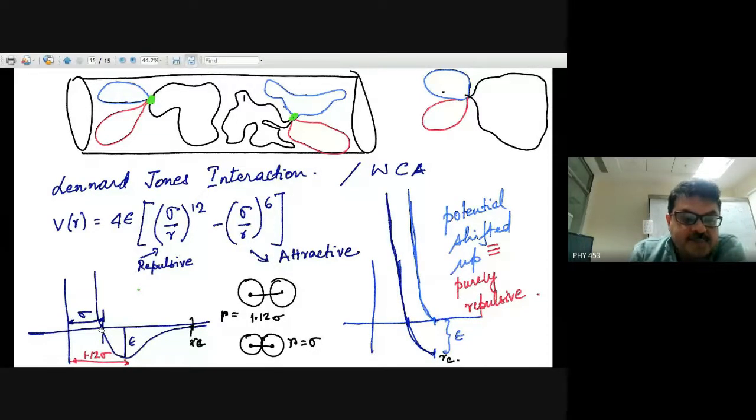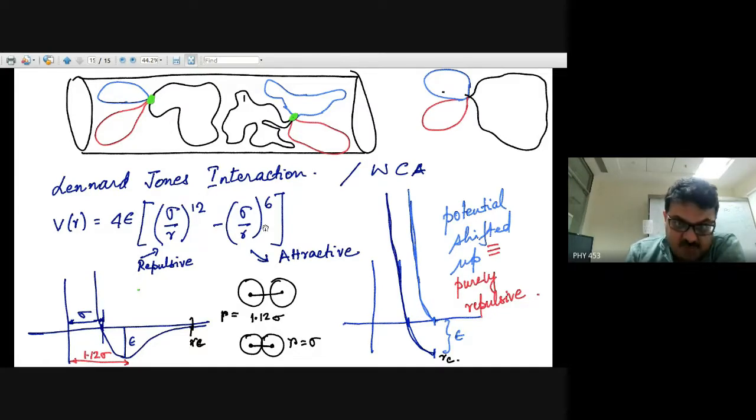It is this point. The potential is zero, but the force is not zero. Remember, the force is dV/dr, right? If one of the monomers makes a random motion so that the R is even less than sigma, so the distance between is like this, then it will face a very steep potential. The energy increase, delta E by KBT, will be extremely high. So overlap will be prevented.